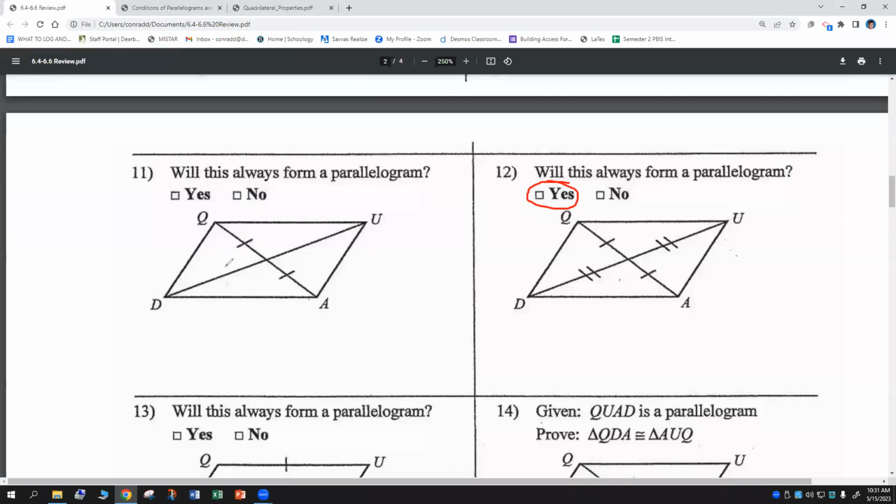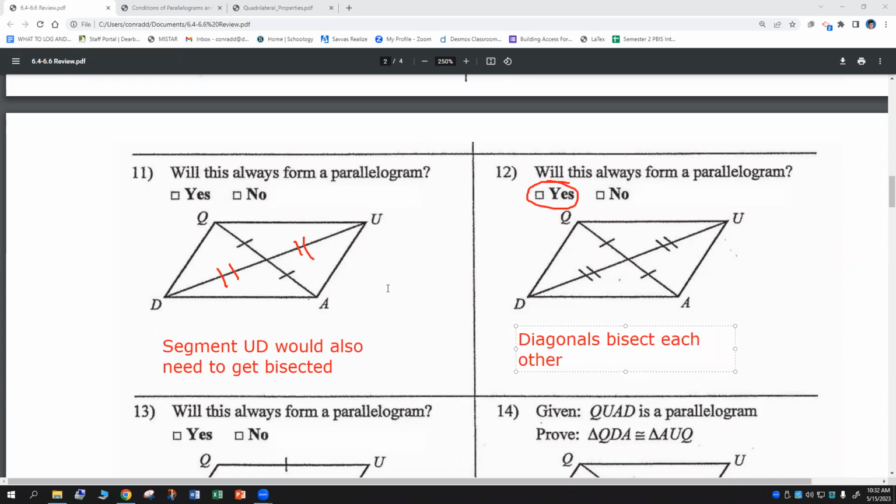Over here, though, we would need to add, not a second pair of sides, but the other diagonal getting bisected. In number 11, only one diagonal, AQ, gets bisected. We would need UD to also be getting bisected. Okay, and then this one would be two diagonals bisect each other.